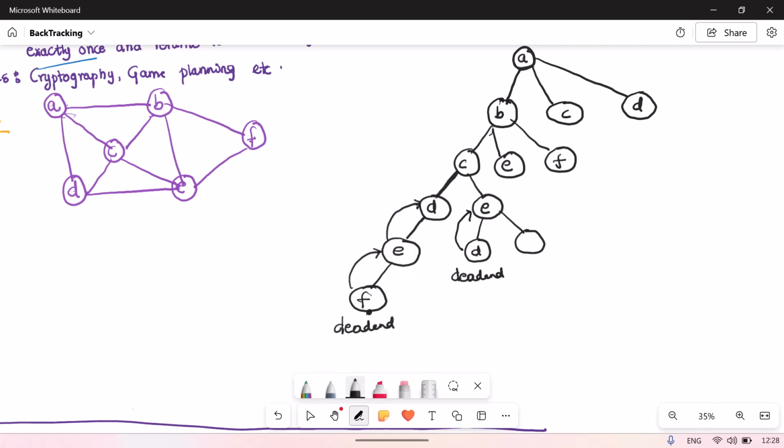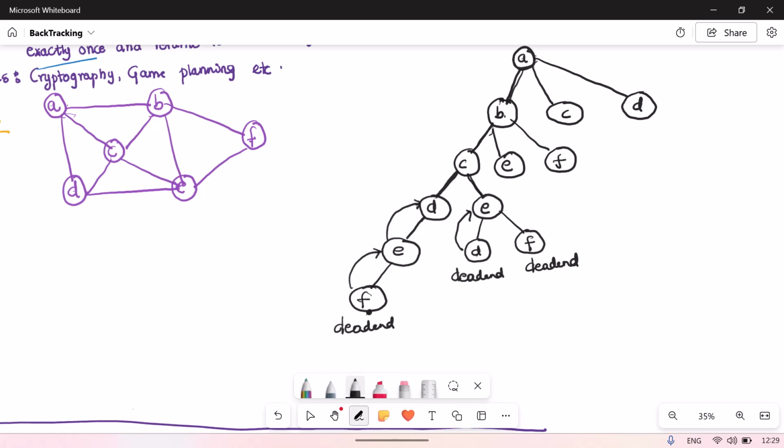From E, I could go to D or I could also go to F, right? So check the next alternative. A to B, B to C, C to E, E to F. From F, I'll try to see the possibilities. From F, I can go to E or B, but E and B are both already visited, so you can't go to them. There is no other possibility. So this is also a dead end.